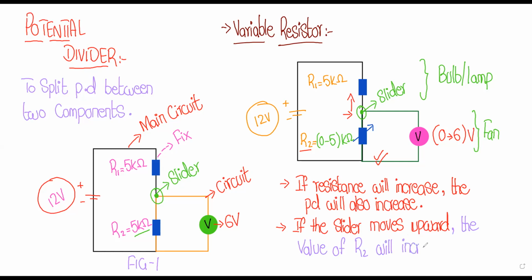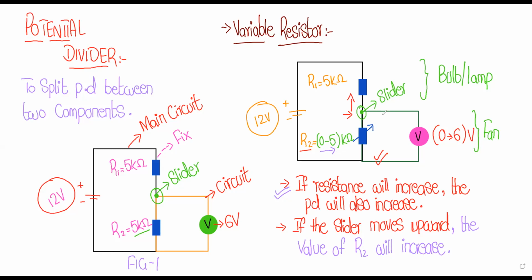And if we move that slider downward, the value of R2 will decrease, right? So this is the difference between the length and the value of resistance, which depends upon the slider. Resistance will increase and potential difference will also increase if we move this slider upward, right? We can say that the resistance will increase towards 5 kilo ohms if we move the slider upward. And if we move that slider downward, the value will decrease towards zero.